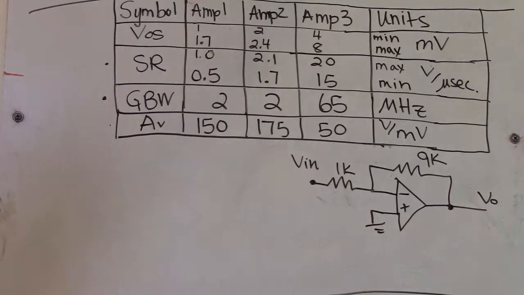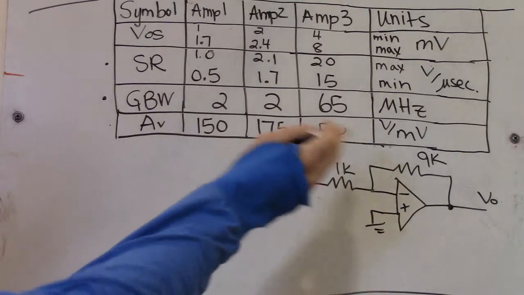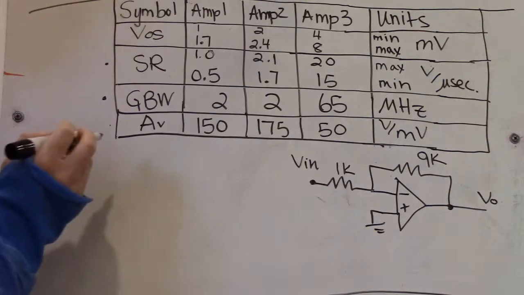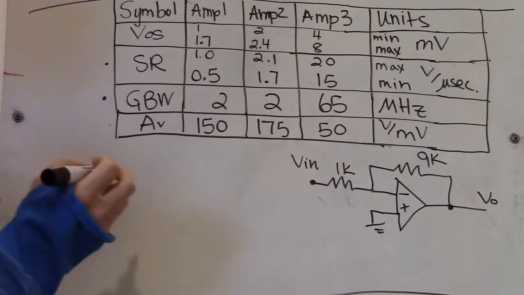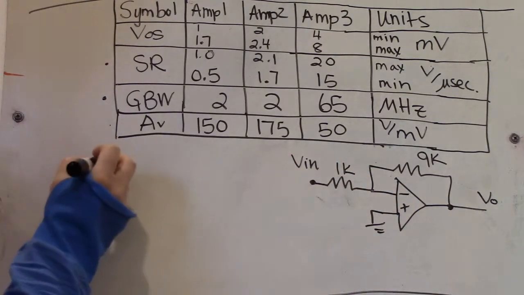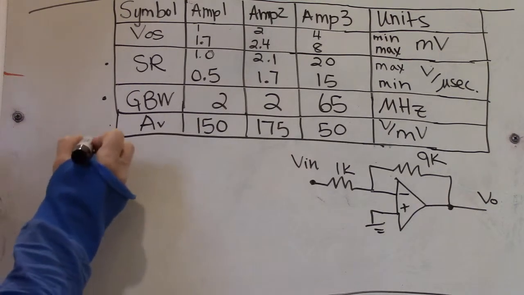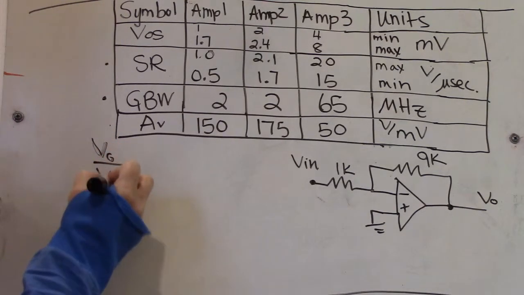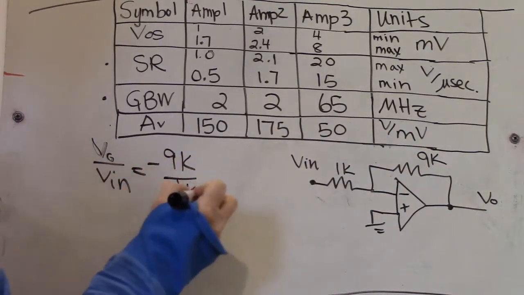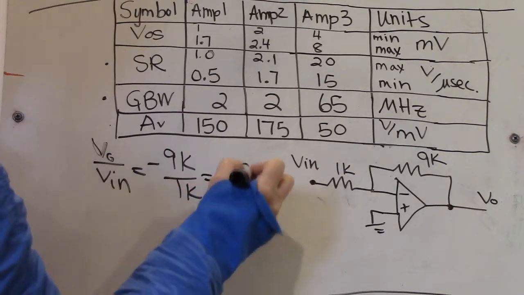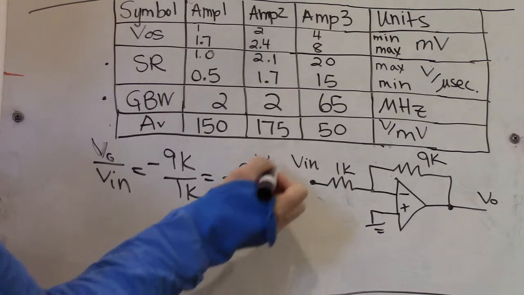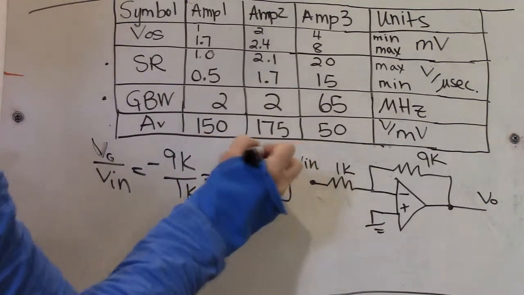So this is your configuration with the 9K and the 1K feedback resistance. If you were to analyze this to find the value of the ideal gain, you will note that this is an inverting amplifier, which means that your gain, VO over VN, is negative 9K over 1K. So your ideal gain would be negative 9 volts per volt. This is the inversion, so the gain part of it would be 9 volts per volt.